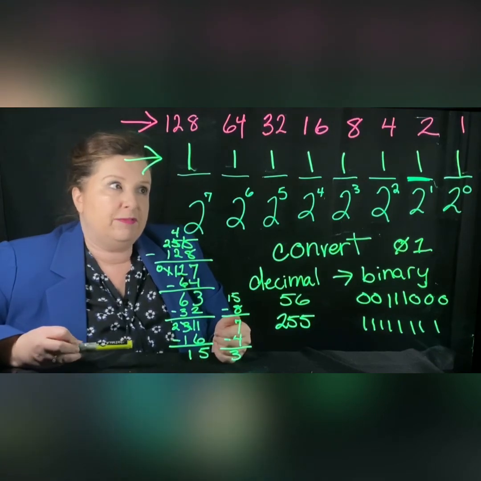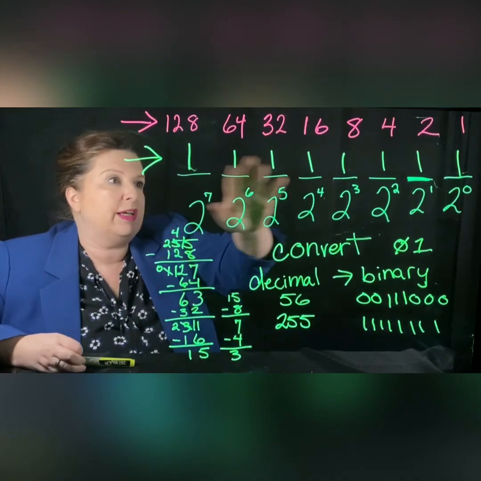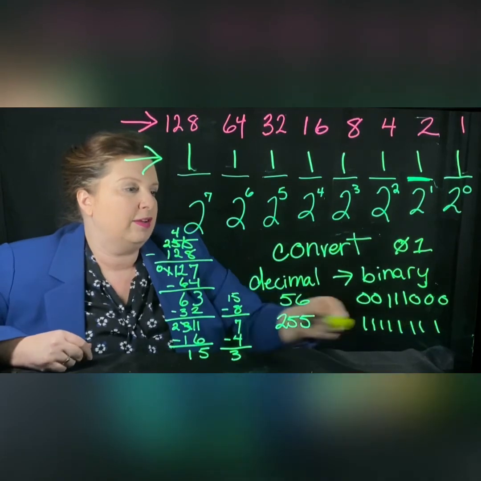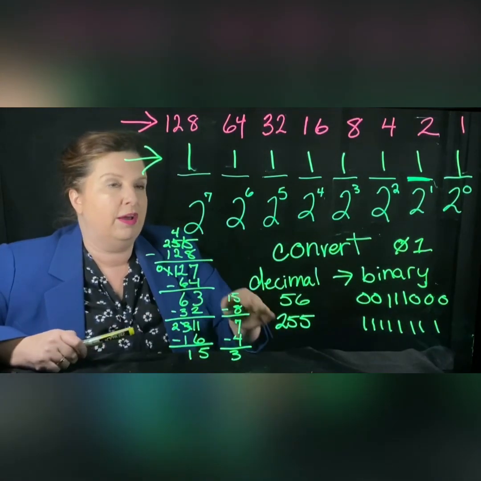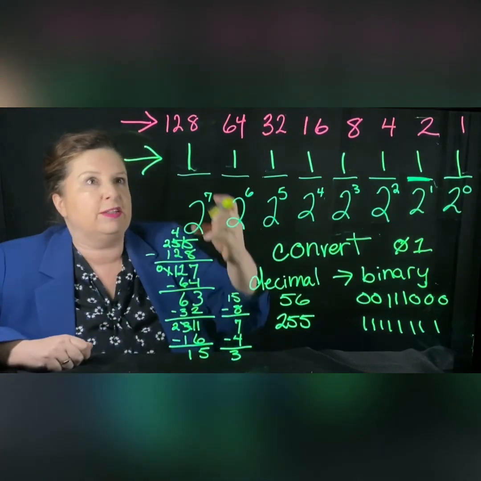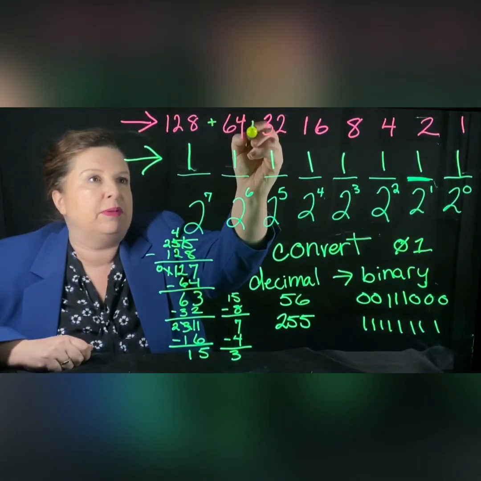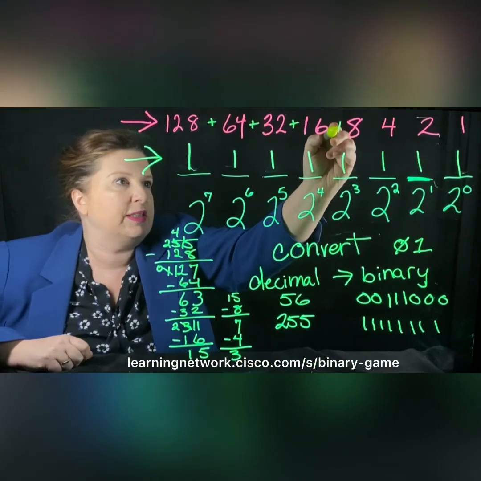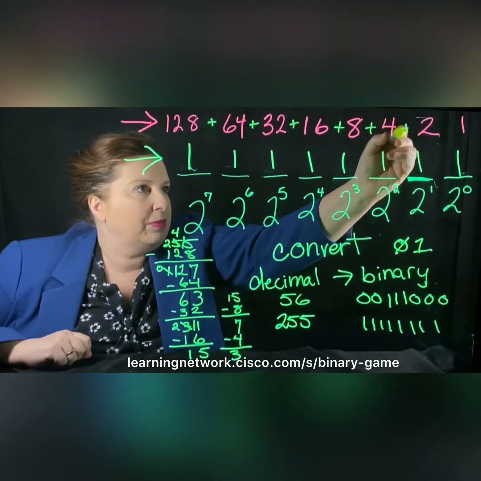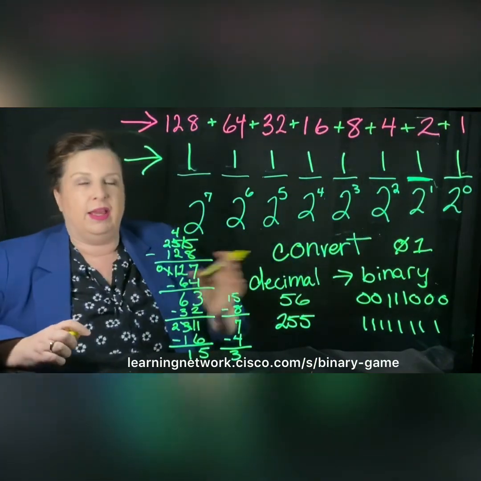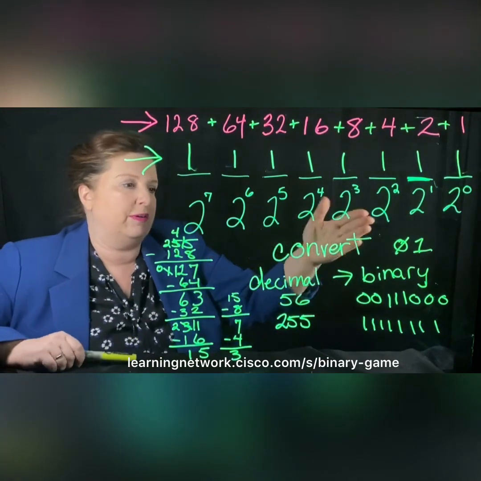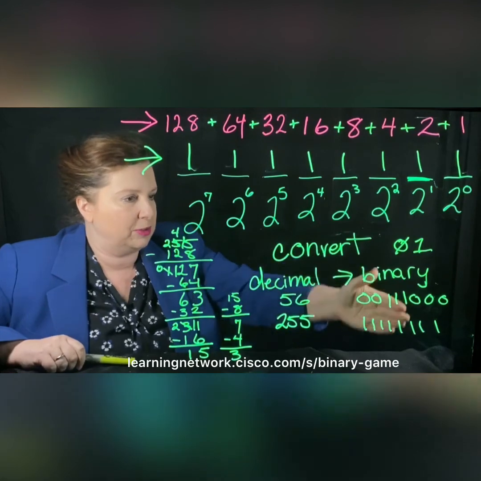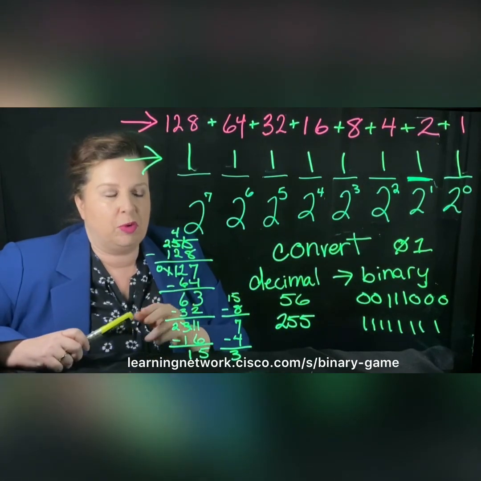And the opposite is true. If you need to convert 8 bits into the decimal value of 255, then it'll just be 128 plus 64 plus 32 plus 16 plus 8 plus 4 plus 1, and that gets you to 255. So either way you do it, converting from binary to decimal or decimal to binary, the numbers will work.